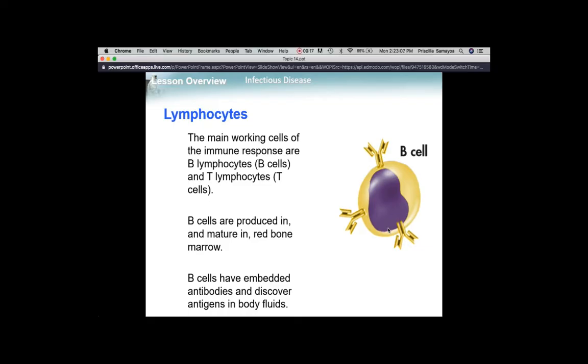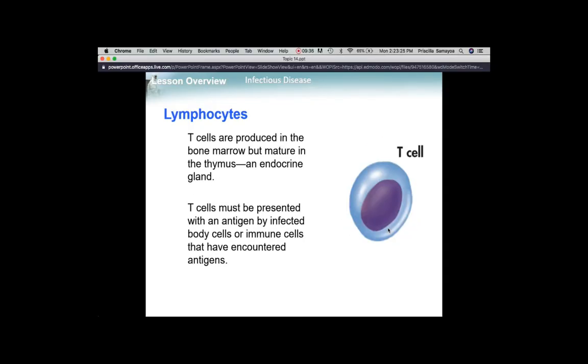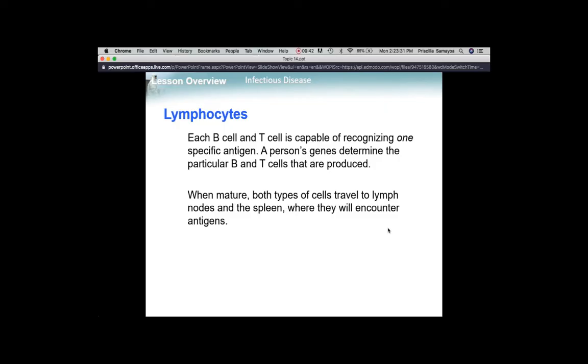You also have lymphocytes. So when we're looking at lymphocytes, you have two types. You have B lymphocytes and T lymphocytes. Both of them basically are produced in the bone marrow. The B cells will continue to grow to maturity in the red bone marrow. The T lymphocytes will actually mature in the thymus, which is just an endocrine gland. Their specific roles we'll get into in a second.